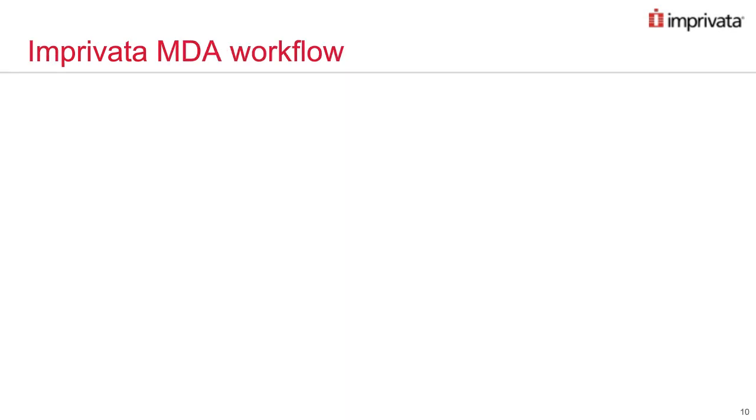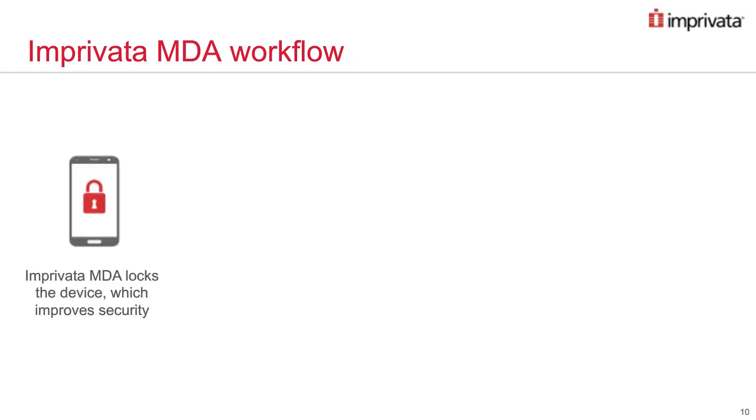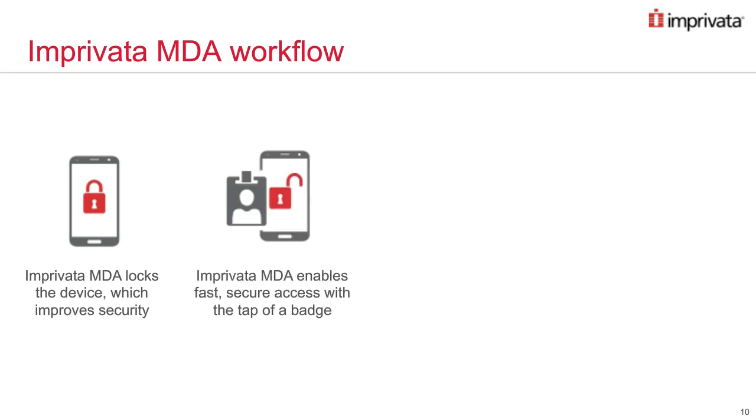The workflow is also incredibly simple and easy to pick up for your clinicians. First, on the outside, Imprivata Mobile Device Access enables you to lock the device, so improving security for that specific device on the most outer level. And then it enables fast access with the tap of a badge, so it's built right into the native NFC reader on these Android devices so that you can use the same workflow you're already using in other areas, boom, right on the back of the device.